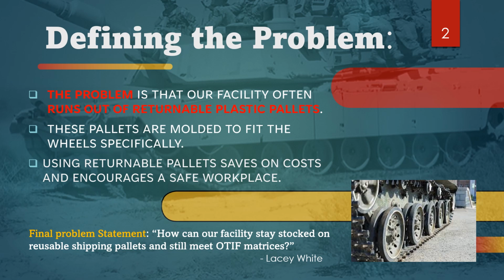I made a simple statement of running out of reusable pallets. The symptoms that are causing the problem include running ahead of production schedule. There's no set schedule of sending the pallets back. I only communicate with the customer when the last pallet's used, and I never try to get any before we are out. The final problem statement I made is: how can our facility stay stocked on reusable shipping pallets and still meet on-time and full metrics?